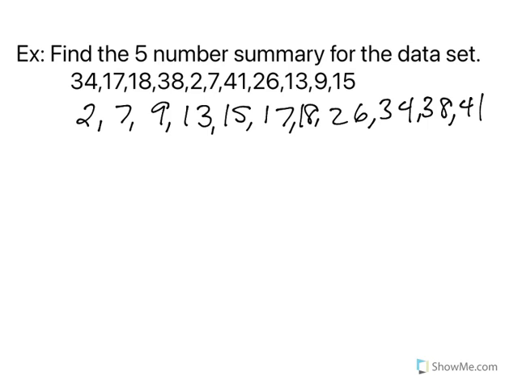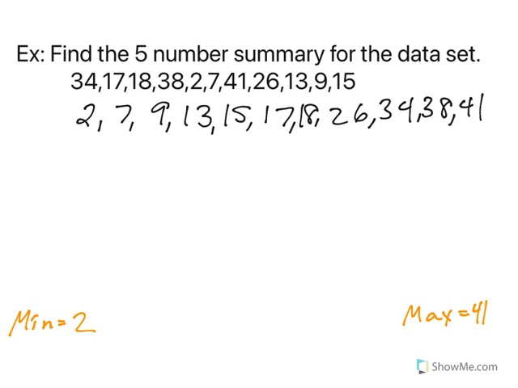Now, I recommend that you always double check, right? Count the numbers that you had to begin with, count your next set, because if you miss a number, it throws everything off. Okay, so nice and easy. We know our minimum value is 2. We know our maximum value is 41. So now we need to find our quartiles.